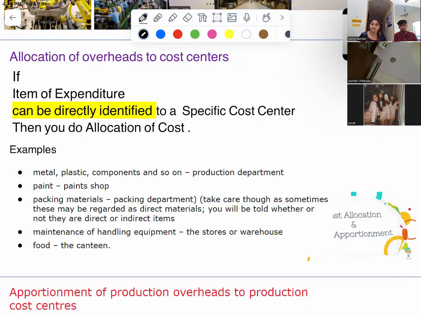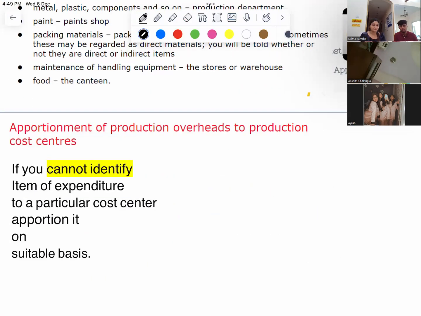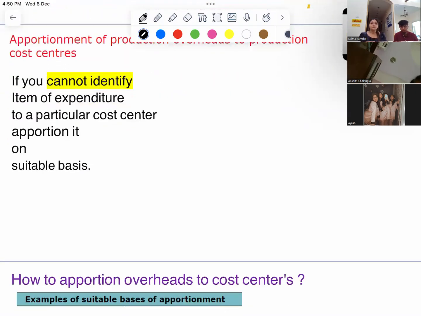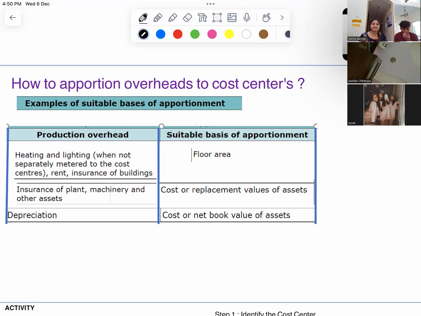What is apportionment? Apportionment is when you cannot identify to which cost center the expense is, so you have to apportion it on suitable basis. I have given you some examples. If you have heating, lighting, rent, insurance of building, you will apportion on suitable basis. What is the suitable basis for it? Floor area.